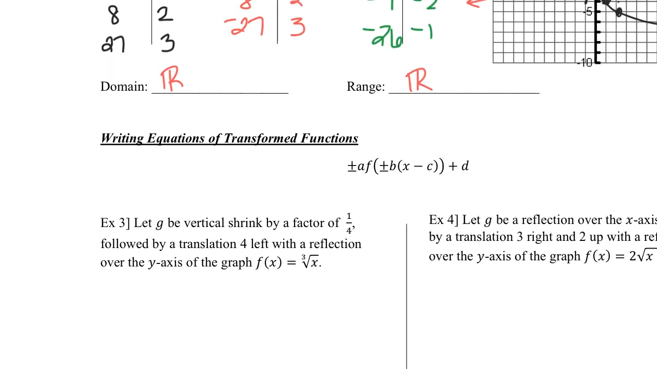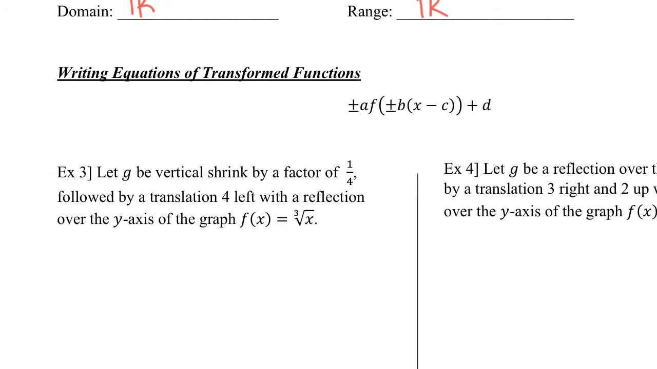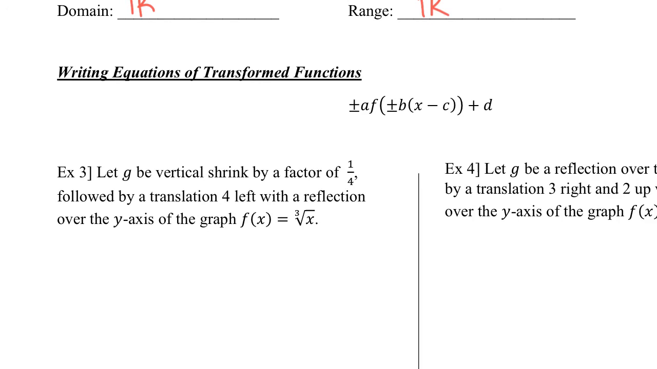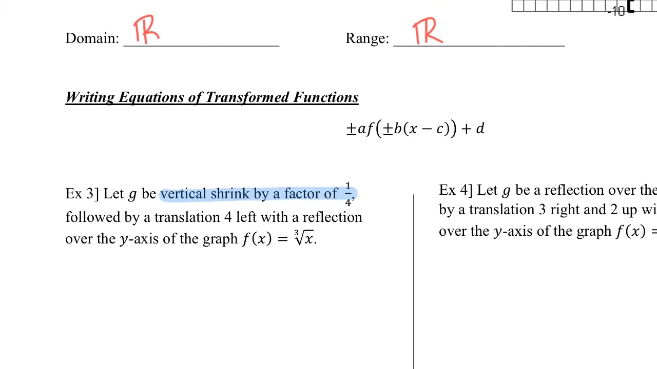Now let's talk about how to write these equations. So number 3, let g be a vertical shrink by a factor of 1/4, followed by a translation left 4 with a reflection over the y-axis of the graph y equals cube root of x. So we have to talk about a, b, c, and d parameters here. So the first thing that happens, because you have to do these in order, is it says there's a vertical shrink by a factor of 1/4. A vertical shrink is just a vertical compression. That's all that means. It's just another word to say it.